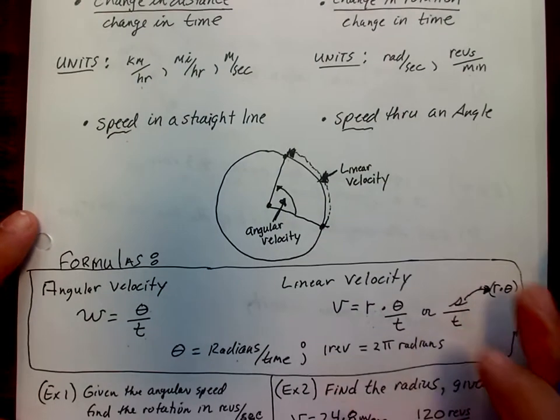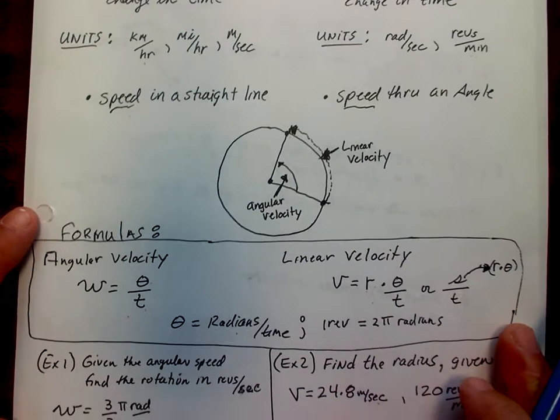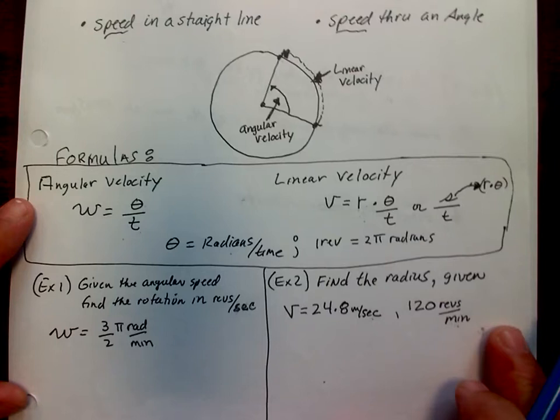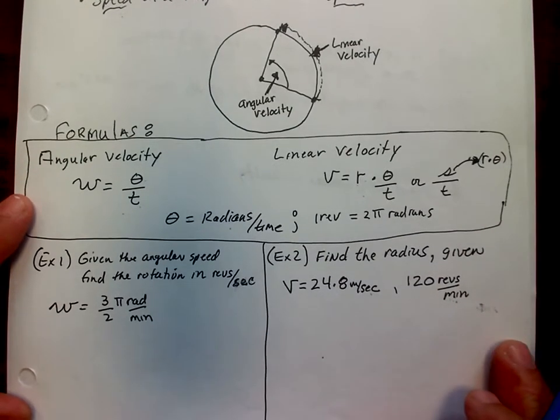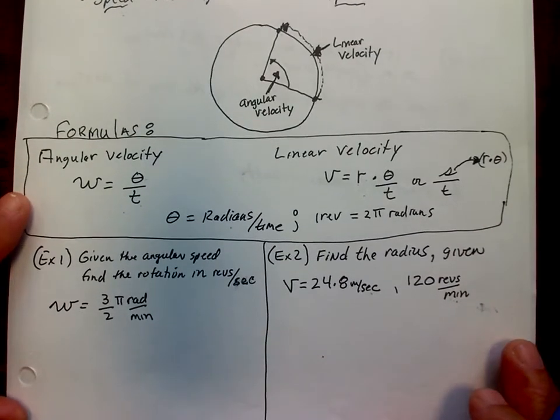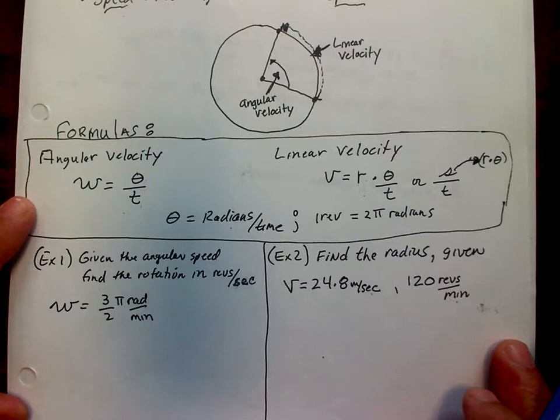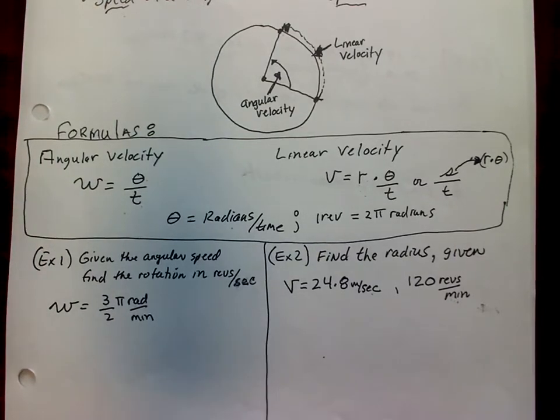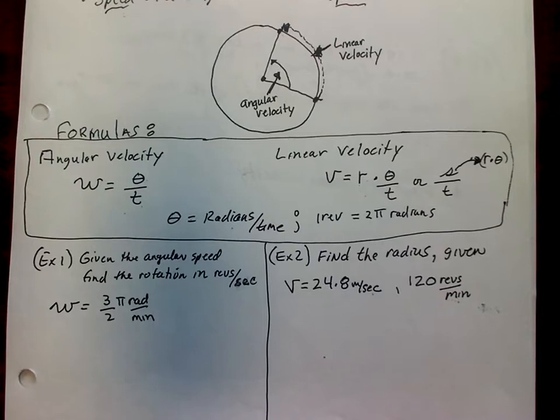The two formulas we will use are listed below. We will now take a look at two examples. In the first example, we are given the angular speed to find the rotation in revs per second. The angular speed that we are looking at here is measured by 3 pi over 2 radians per minute.